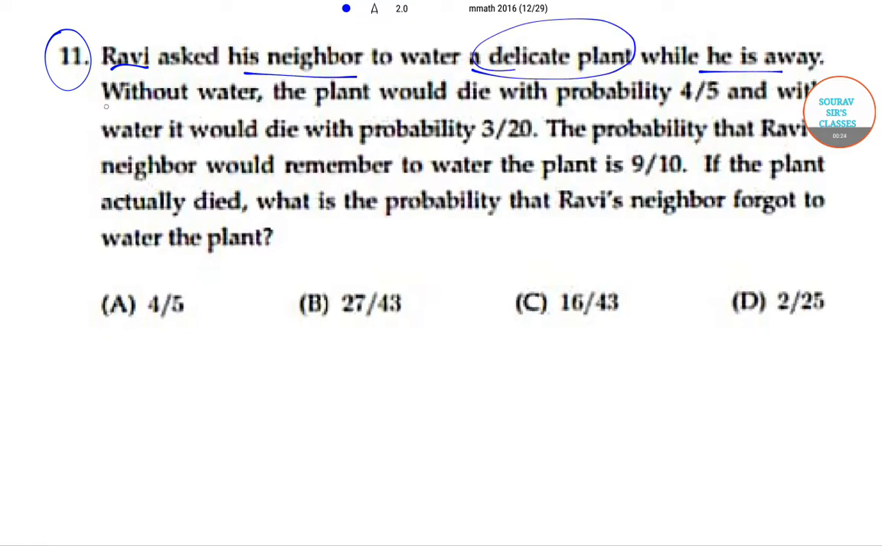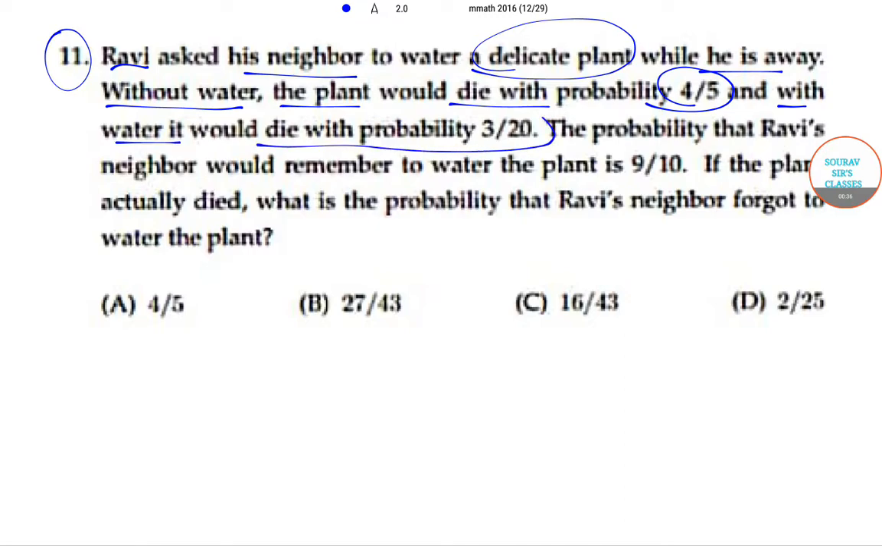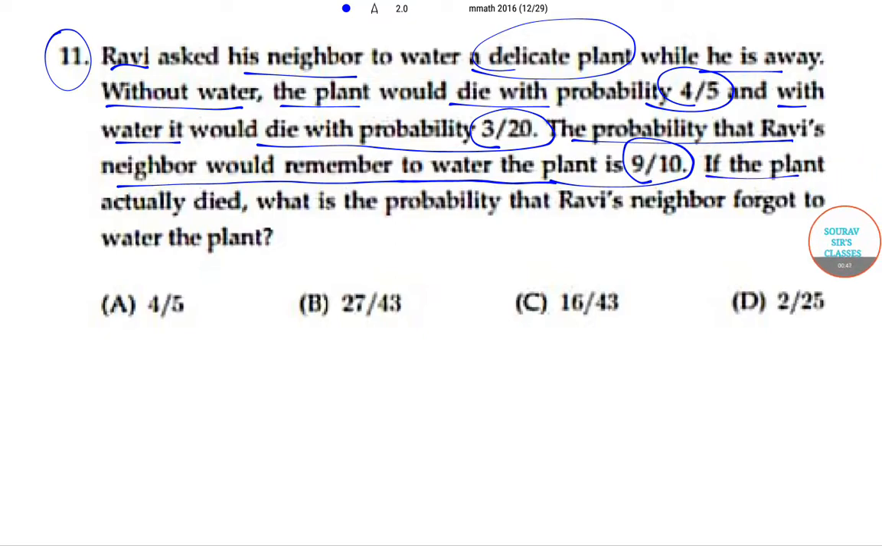while he is away. Without water, the plant would die with probability 4 by 5. Okay, and with water it would die with a probability of 3 by 20. So the probability that Ravi's neighbor would remember to water the plant is also given, and that is equal to 9 by 10. Now if the plant actually died even after telling his neighbor, we need to find out the probability that Ravi's neighbor actually forgot to water the plant. This is an interesting question.